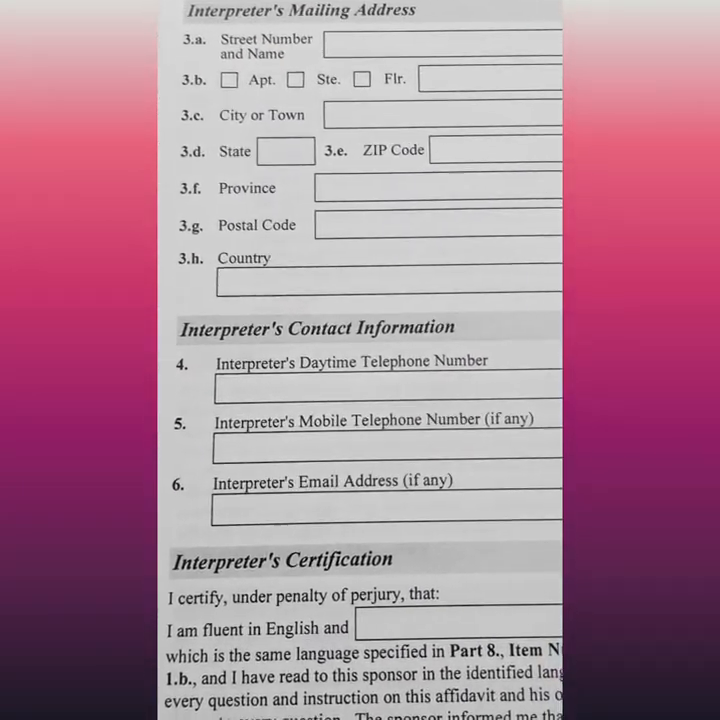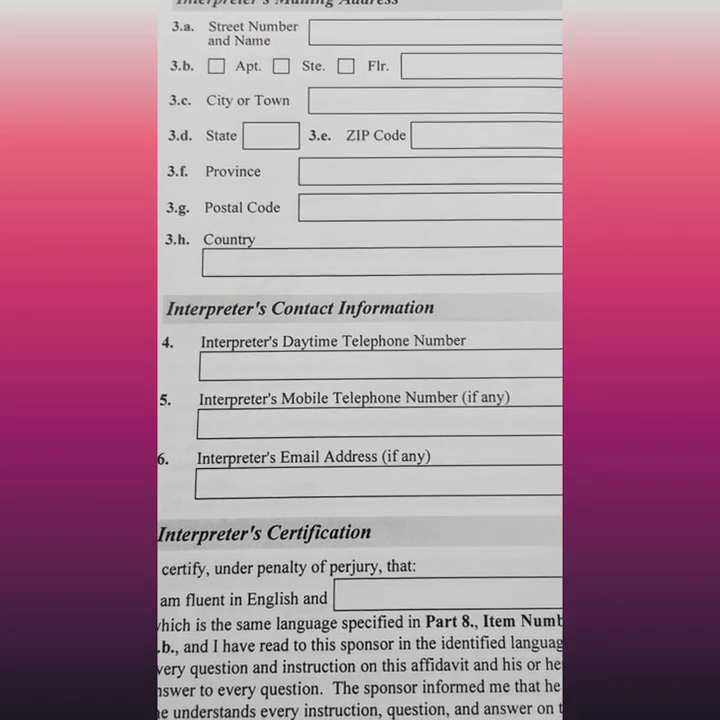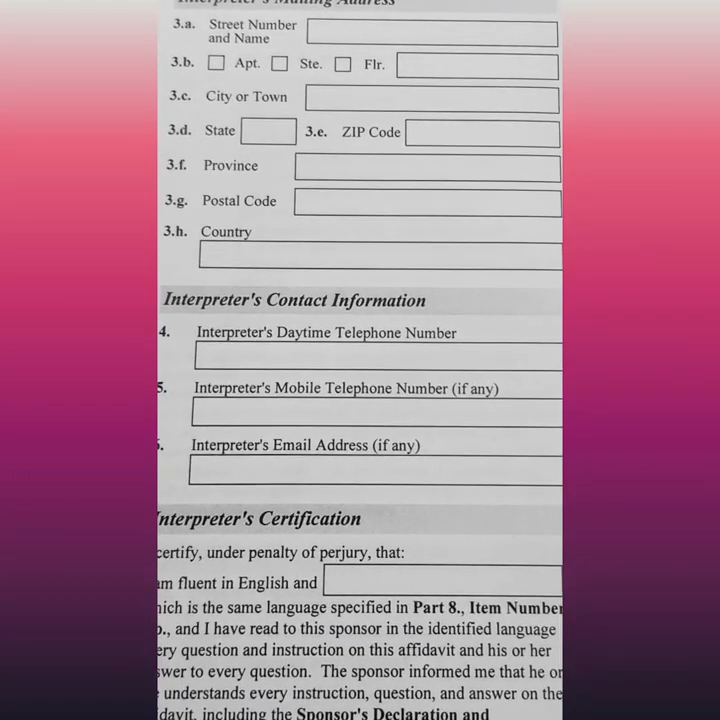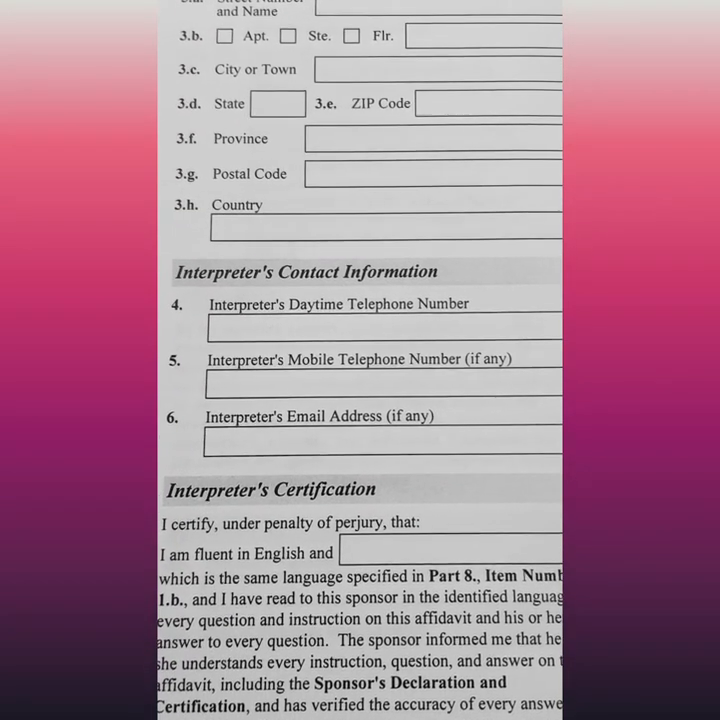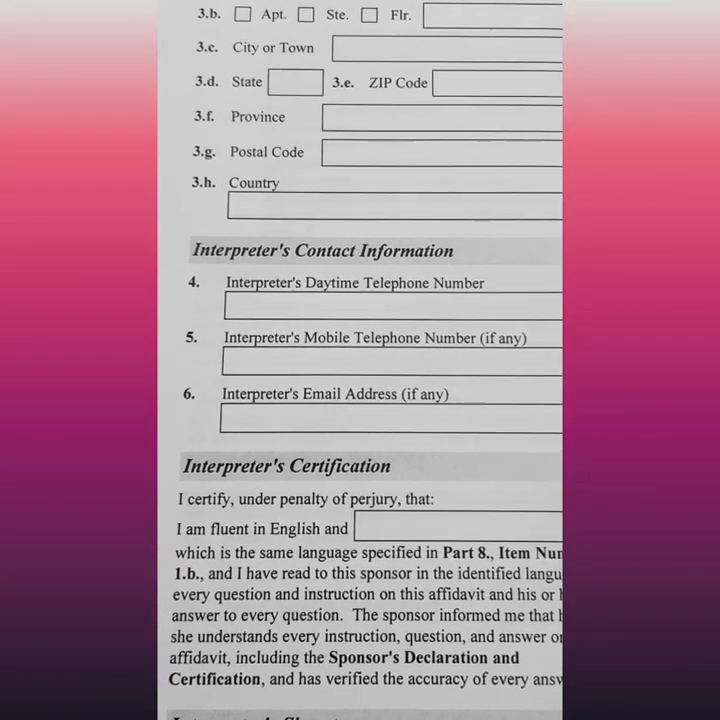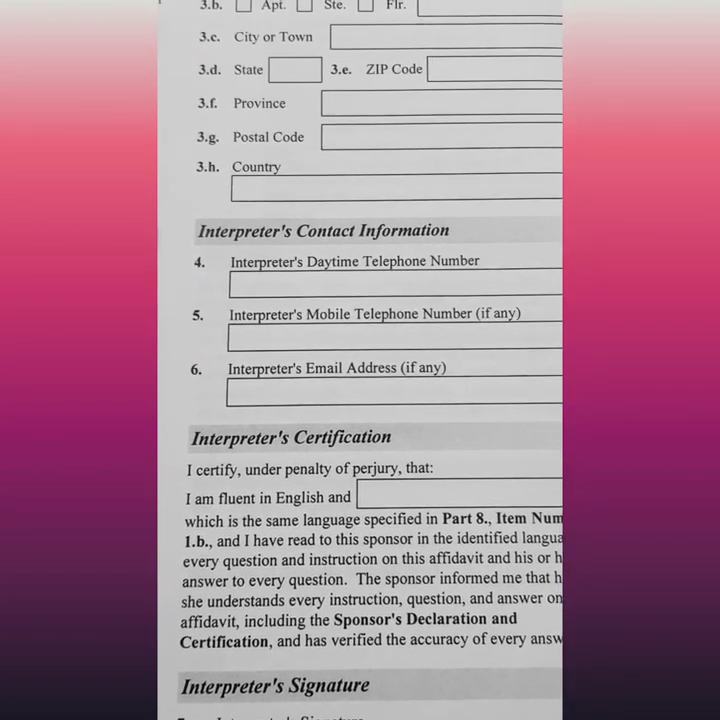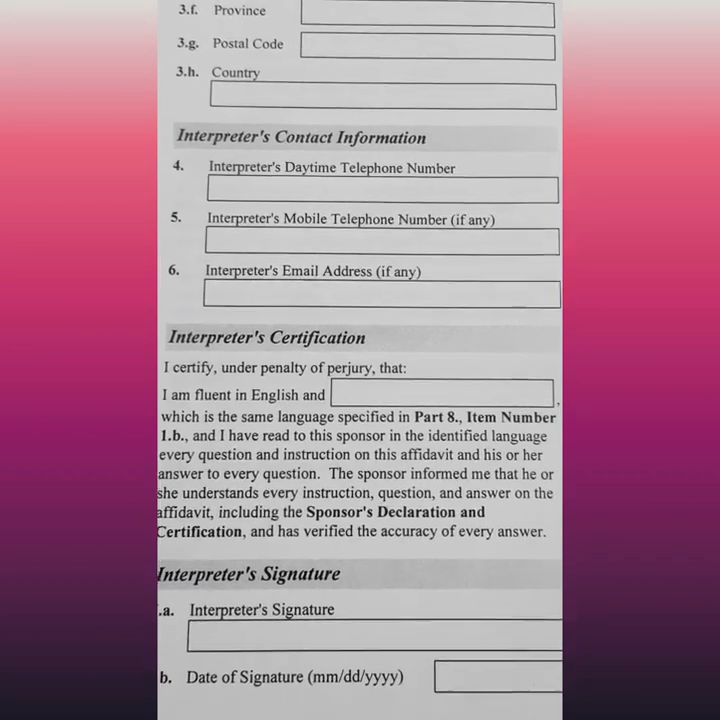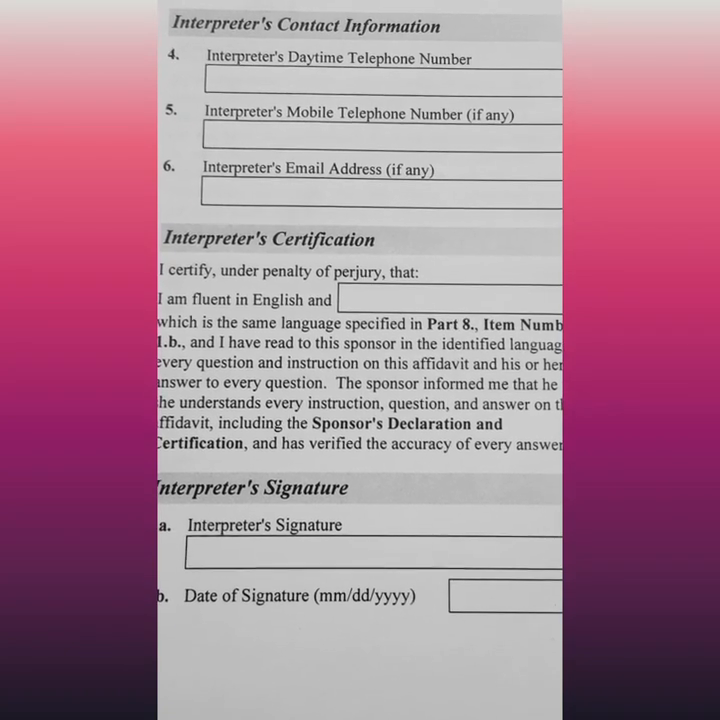We move over to the interpreter's mailing address. 3A says street, number, and name. 3B, if they have apartment, suite, floor, you indicate which one. 3C, city or town. 3D, state. 3E, zip code, if they have. 3F, province. 3G, postal code. 3H, the country.